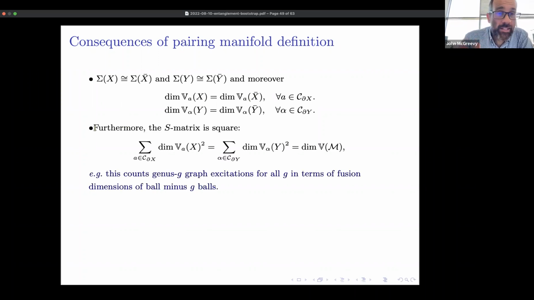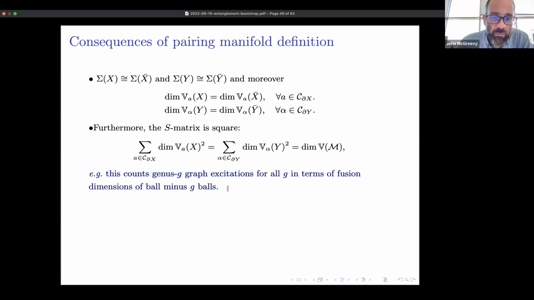A statement that in the next slide we'll interpret as the statement that the S matrix is square is that the sum of the squares of the fusion dimensions of X is the same as the sum of the squares of the fusion dimensions of Y, and these are each individually equal to the dimension of the fusion space of the closed manifold, the number of ground states on the closed manifold. So this is the crucial relation that we're going to use to learn about the S matrix. And before we interpret it that way, one thing to note is that it actually provides some very powerful counting information. In particular, it counts these genus G graph excitations for arbitrary genus in terms of the fusion dimensions of the ball minus G balls.